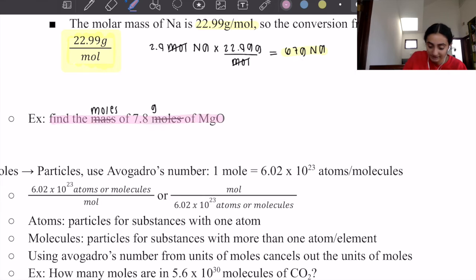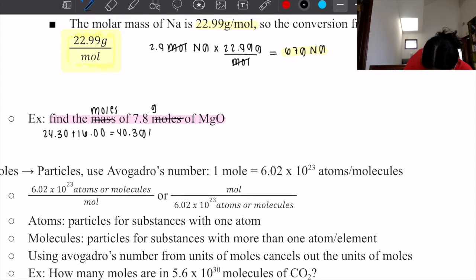So this problem says, find the moles of 7.8 grams of MgO. So we first have to calculate the molar mass of magnesium oxide. So we have 24.30 plus 16.00, and that equals 40.3 grams per mole.